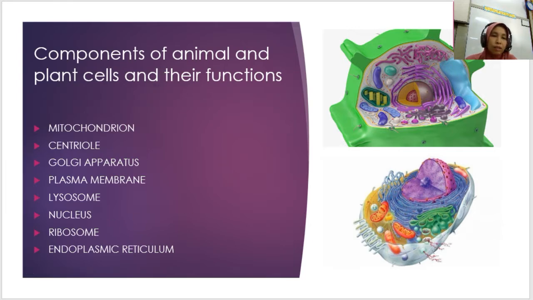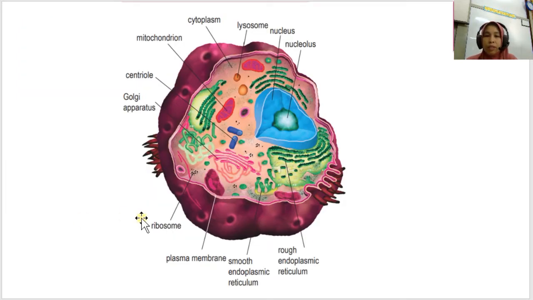Now let's go to the components or structure of the animal cell. Please identify all the structures. You have to remember the shape of each component, how it looks, and you have to differentiate between all these components. The animal cell shape is an irregular shape.